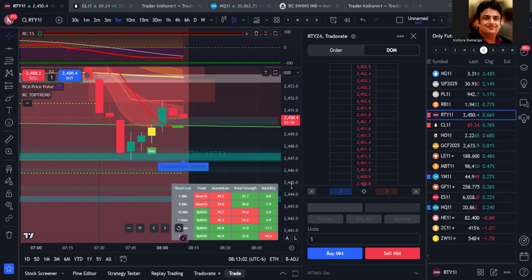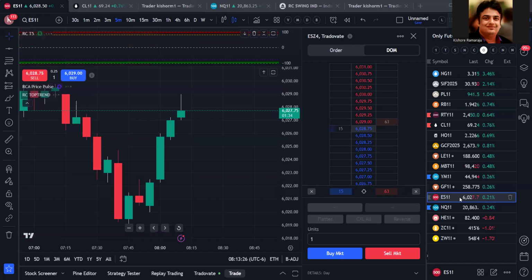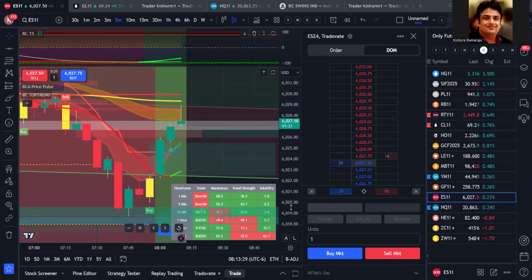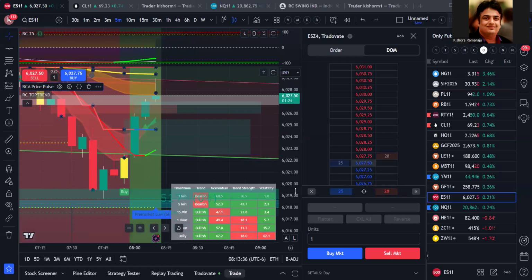If we get a sell signal on RTY, we can enter a short opportunity. Same thing with ES also, if we get a sell, we can enter a short.